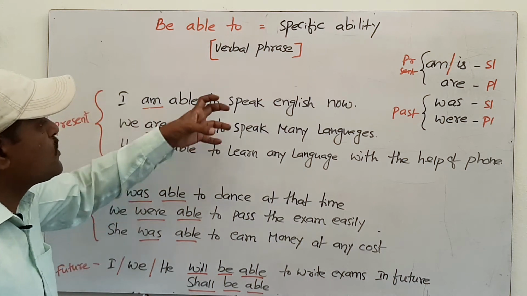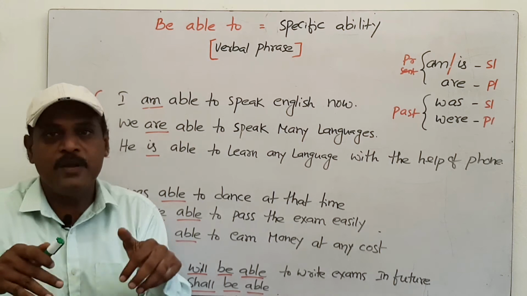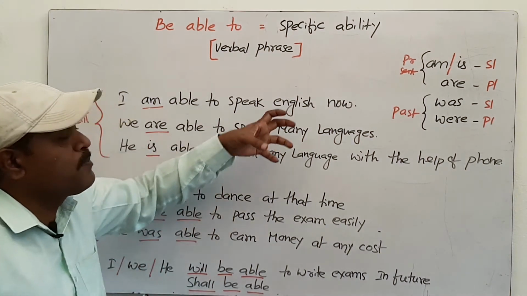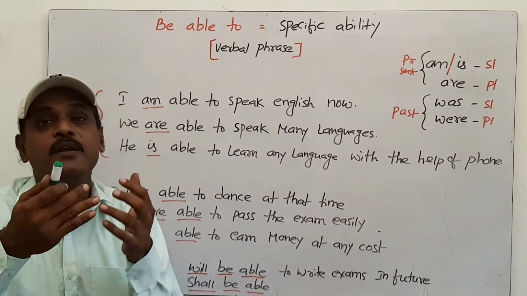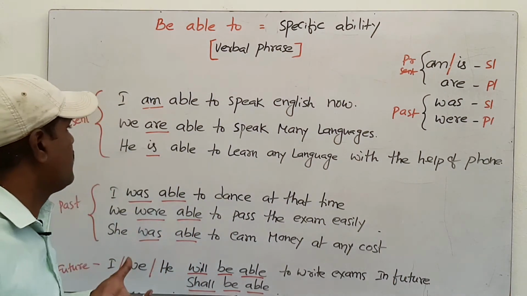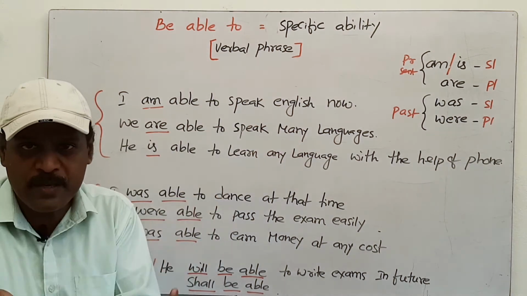We are able to speak many languages. We are, that means in this period of time, at this specific period of time, we are able to speak many languages. That means we have the ability to speak many languages. In case of negative, simple: we aren't able to speak. In case of question, are we able to speak many languages?